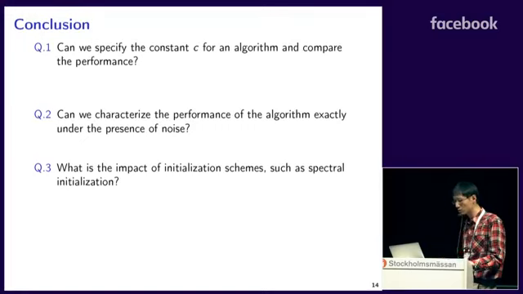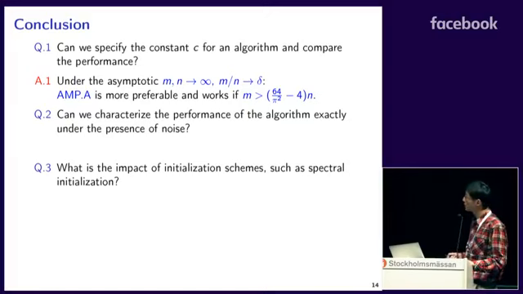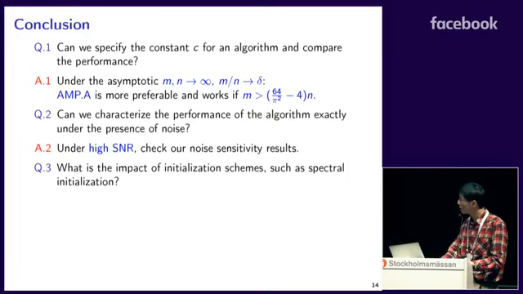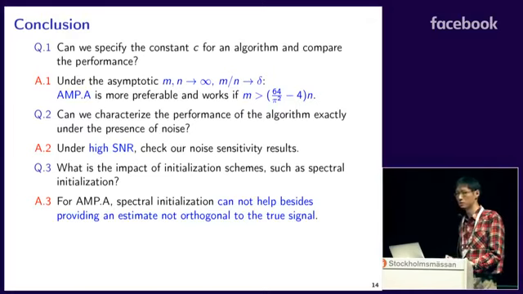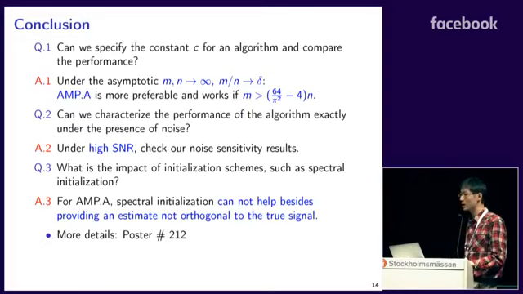Finally, to conclude, I have raised these three questions. Can we specify the constant C for an algorithm and compare the performance? Well, for our AMP.A algorithm under this asymptotic setting, it works as long as the sample size is bigger than 64 over pi squared minus 4 times the dimension. Can we characterize the performance of the algorithm? Yes. In the high SNR regime, you can check our noise sensitivity results. And finally, the impact of the initialization scheme: it cannot help besides providing an estimate that is not orthogonal to the true signal. If you want more details, you can come to our poster, which is number 212 tonight. Thank you.